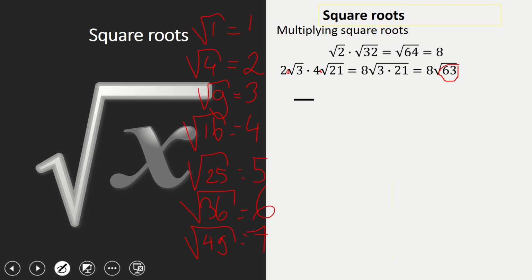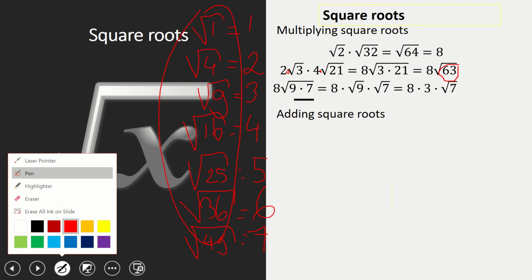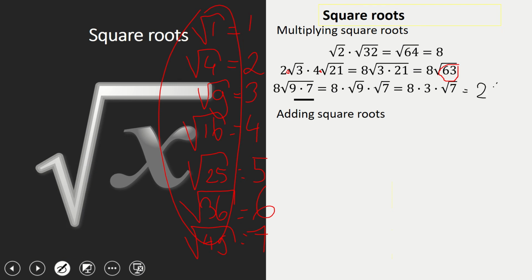You must know this sequence by heart, because I'm going to choose some numbers that are in our left row, so they are over there, because we know that those square roots give a nice answer. We can split up 63 in 9 and 7, so what we get is 8 times the square root of 9 times 7. We can split those up again. And we know the square root of 9 equals 3. And 8 times 3 is 24. So we get 24 times the square root of 7, which is your final answer.